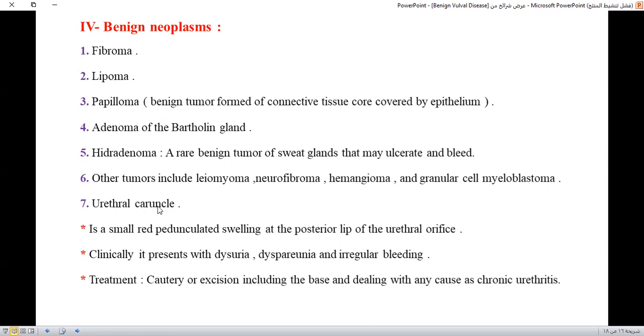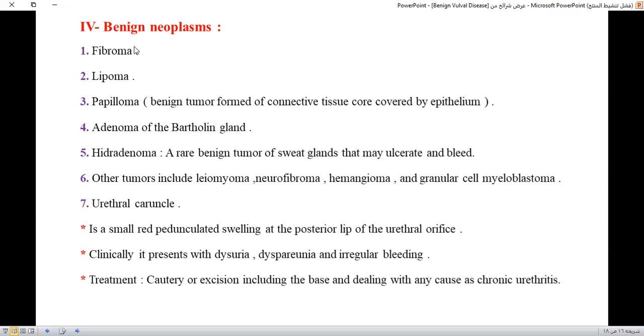What is the meaning of urethral caruncle? It is a small red pedunculated swelling at the posterior lip of the urethral orifice. Urethral caruncle, considered a benign neoplasm, causes swelling of the vulva. Clinically, it presents with dysuria, dyspareunia, and irregular bleeding. Treatment is cautery or excision, including the base, and dealing with any cause such as chronic urethritis.